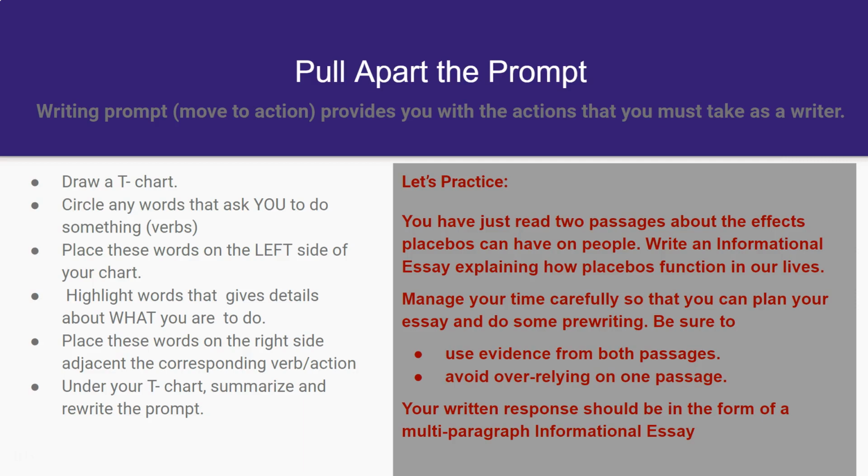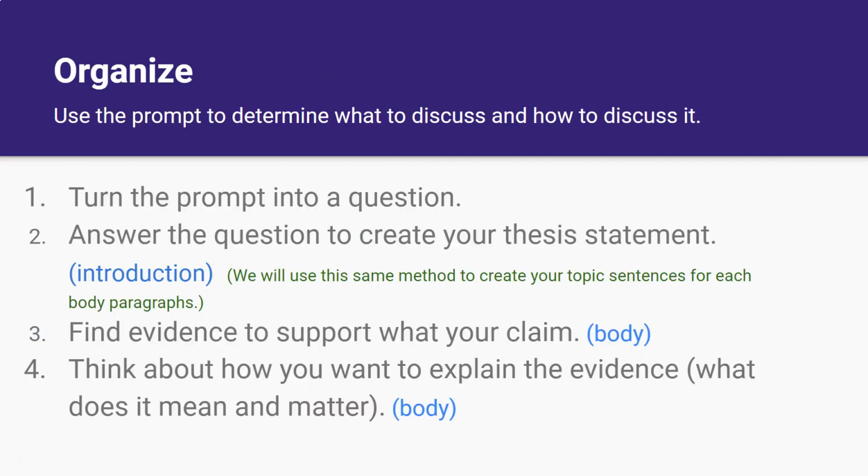And then you're going to just summarize and rewrite your prompt underneath your T-chart. So let's practice. I want you to take a minute and I want you to read this prompt. And you're going to figure out what is this prompt asking you to write about. What will be your focus? How do we do that? We're going to put our verbs on our left side and we're going to put our what on the right side. So go ahead and pause right here. Make sure that you identify your verbs and your nouns.